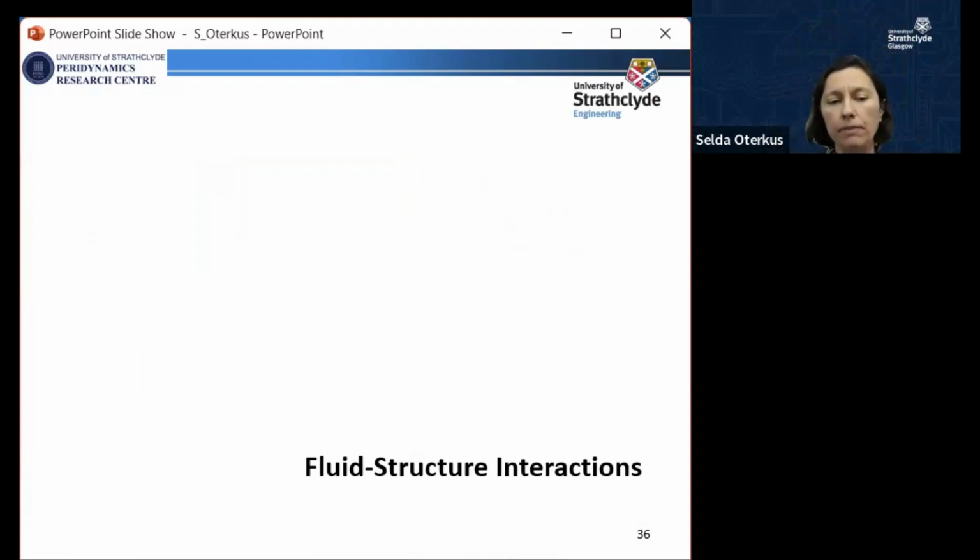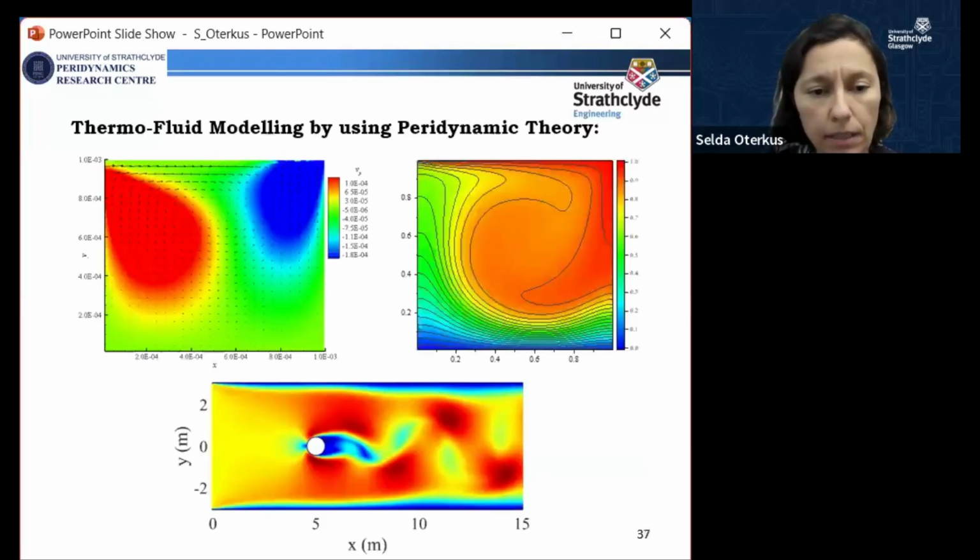Since we are looking at marine structures and offshore structures, fluid structure interaction is another important mechanism that we need to consider. For that purpose, we extended our formulation for modeling fluid flow, or thermofluid flow as well. The main aim is to simulate all these multiphysics mechanisms in one framework so that coupling becomes much more natural.